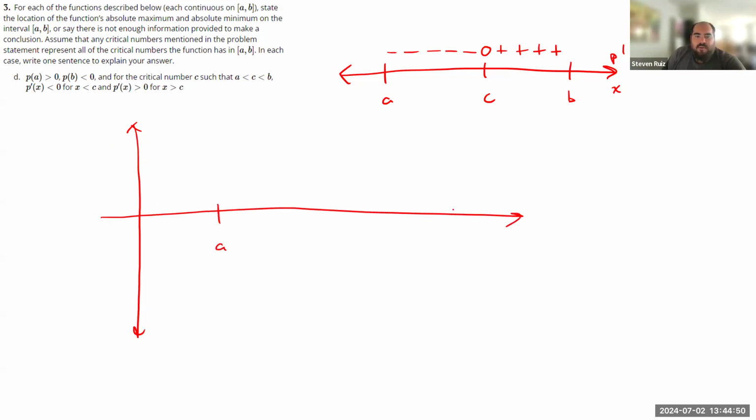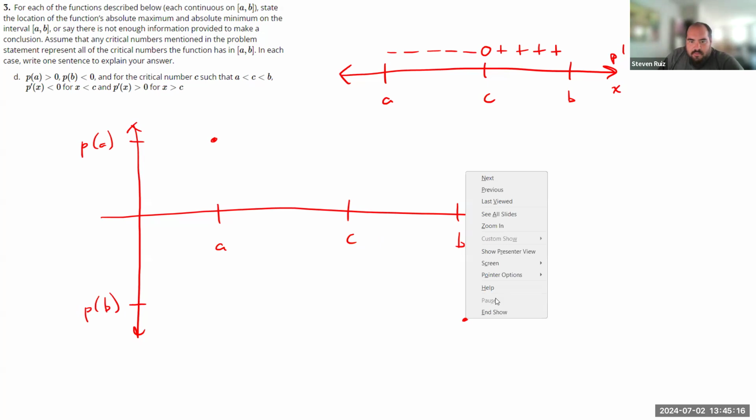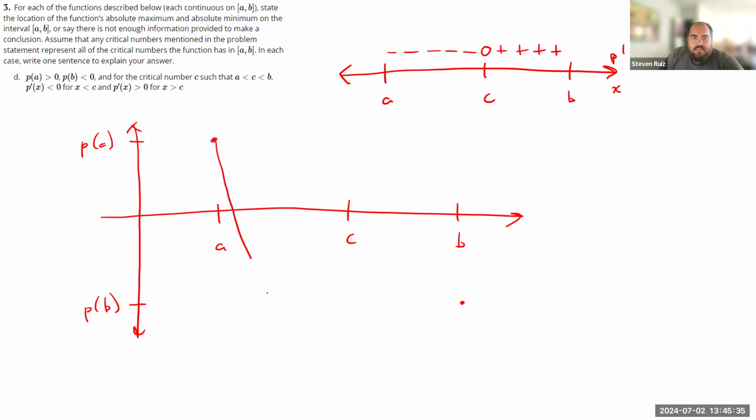So let's try to draw a graph now for my sign chart. P of A is positive. So let's say that's P of A. P of B is negative. And there's a critical point at C. So this is P of A. This is P of B. And then I have a critical point at C, but I have to decrease to that point and then increase back to P of B. So I think my function has to look like this. So decrease down to a critical point, and the reason I'm making it so low is because I have to increase back to P of B.